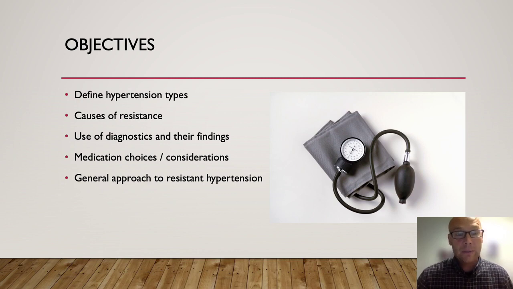We're also going to review some of the medication choices we have and their considerations, and then a basic general approach to resistant hypertension. A lot of these are recommendations through the American College of Cardiology. They're also found on UpToDate, other things like that, but it kind of gives you an algorithmic approach to try to treat these patients and where to start and other options you may have.